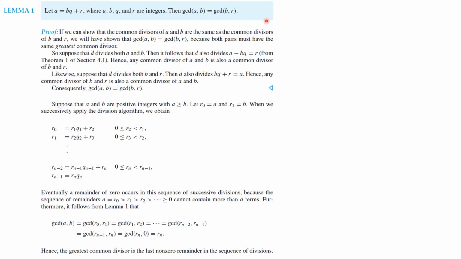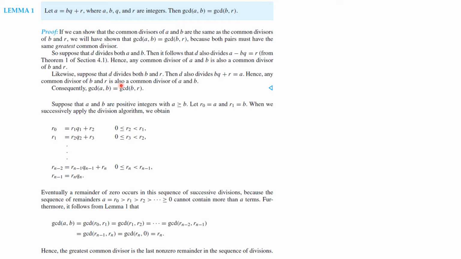And you can test that out, and here's a little bit of a proof. So if we can show that the common divisors of A and B are the same as the common divisors of B and R, then we'll have shown what we were supposed to in this lemma. A lemma is a helping theorem, because both pairs must have the same greatest common divisor. Okay, suppose that D divides both A and B. That means that this is true, and that equals R. Hence, any divisor of A and B is also a common divisor of B and R.